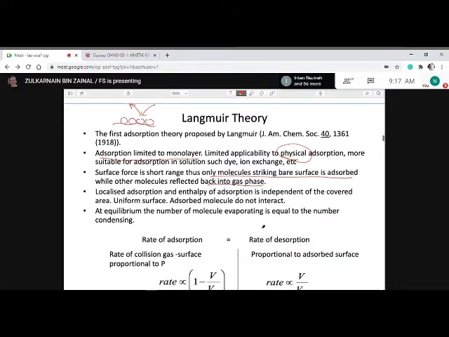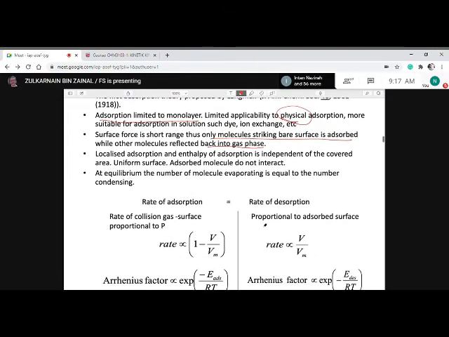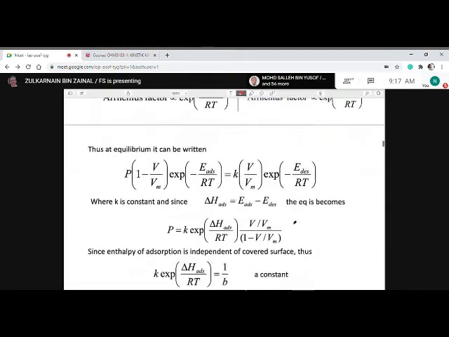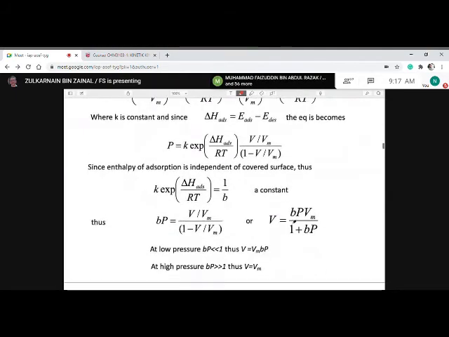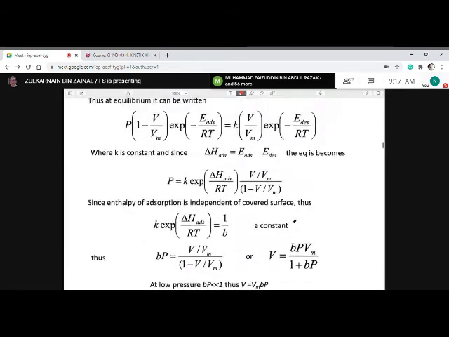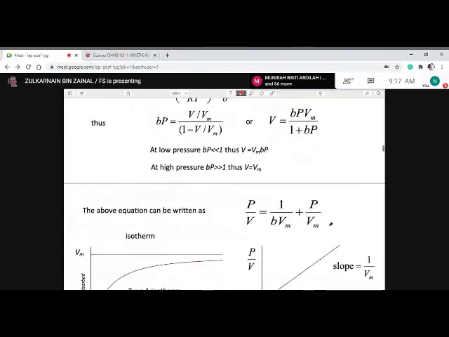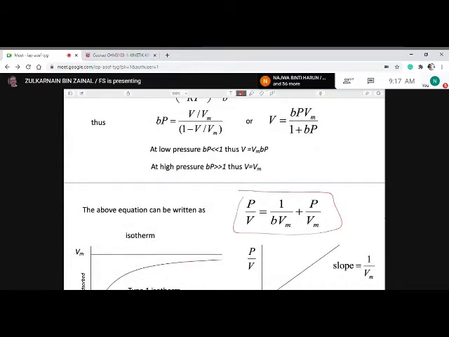Okay, so at equilibrium, the number of molecules evaporating is equal to the number of molecules condensing. We have gone through this, and we have also come to the equation, what we call the Langmuir equation, that we have seen earlier in the previous topic.